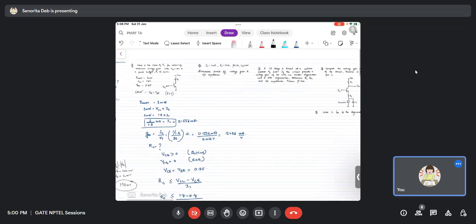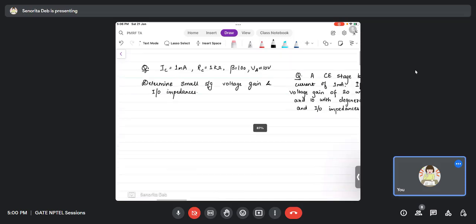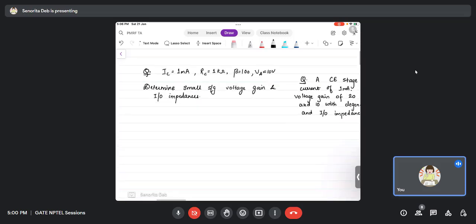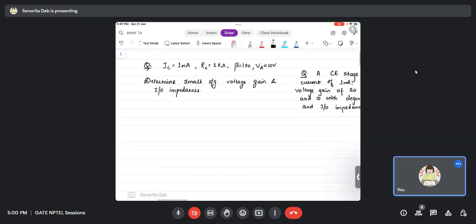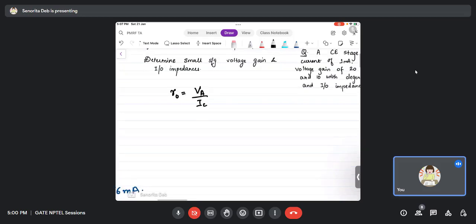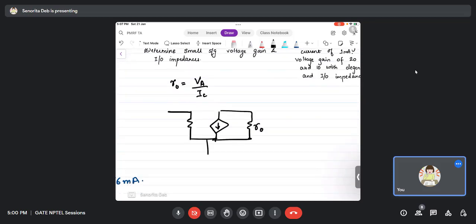Okay, so I'm not explaining what early effect is. Because of early effect, we have an internal output resistance, which is R0, and that is given by VA upon IC. And the small signal model that you have seen will now have this R0. Okay, rest of the things are same.